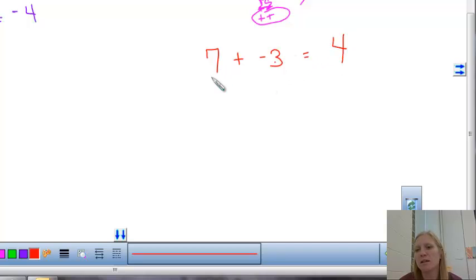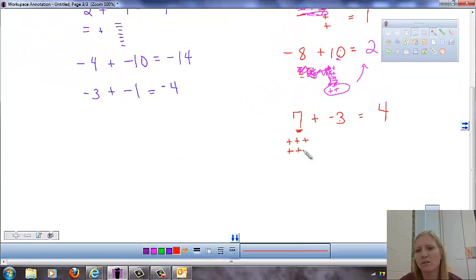7 minus 3 is 4. And it's going to be positive because 7 is bigger. Because I'd have 7 pluses and 3 minuses, so all these would cancel. And I'd have 4 positive.